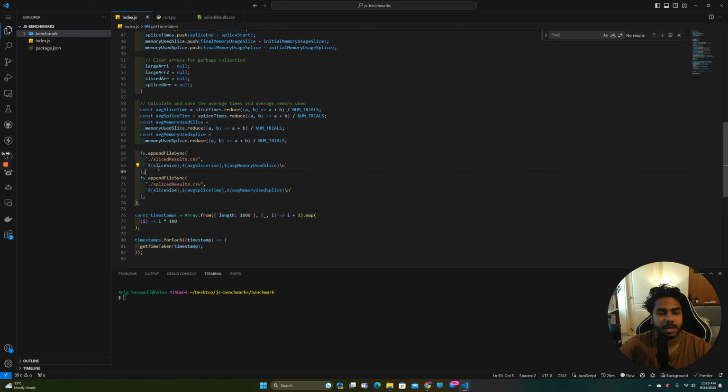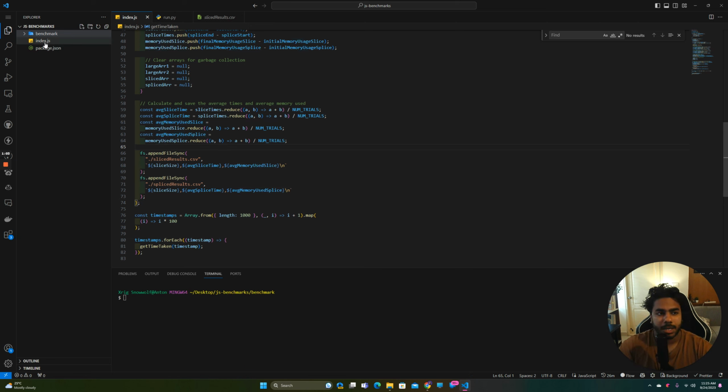Cool. So we have a slice size, we have an average slice time, and we have the average memory use. So 3 parameters we are taking. The slice size is the input for now. You can have whatever inputs you want based on your benchmarking. I'm just taking the slice size as an input, and these are the outputs that we will take to measure or draw a conclusion from, right?